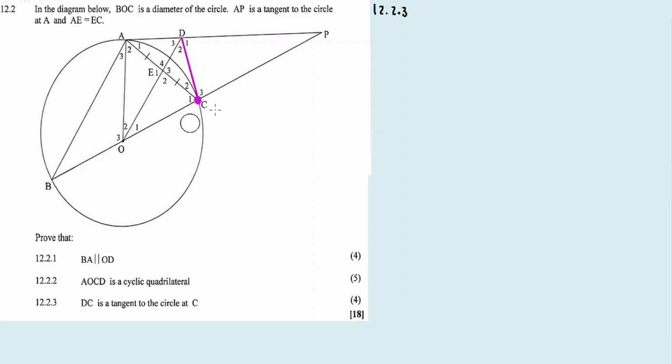Now if we prove that a line is a tangent to a circle, we use the tan-chord theorem. Yes? So in other words, I have to prove that B is equal to C2. Right? That's the aim. We want to prove that angle B is equal to angle C2. That's our goal again. Okay, let's see how I'm going to solve this one.